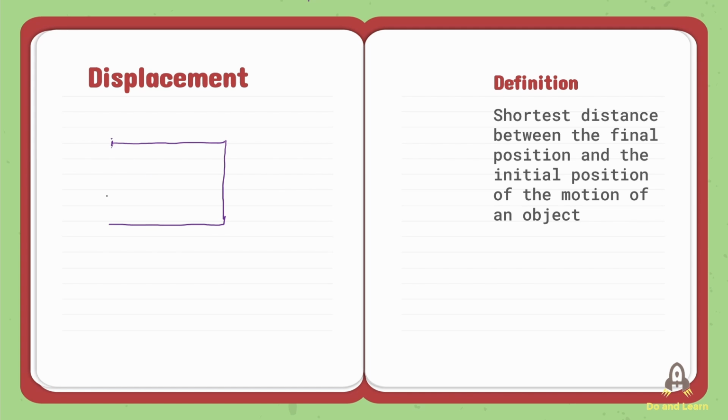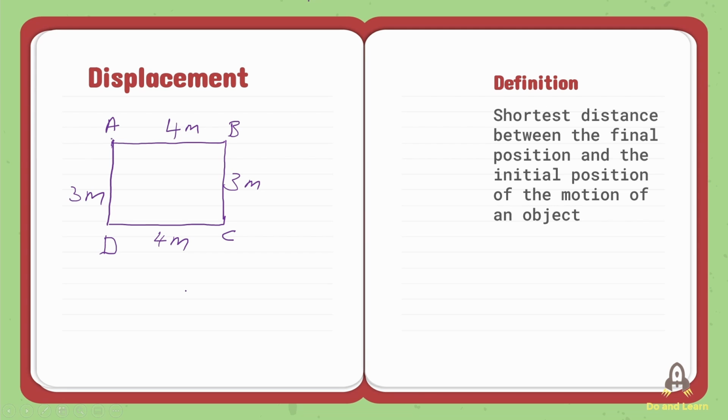Okay, a rectangular court. Four corners, I'm just giving the names A, B, C and D. Suppose the distance from A to B is 4 meter, B to C is 3 meter, so C to D is also 4 meter and D to A is 3 meter.